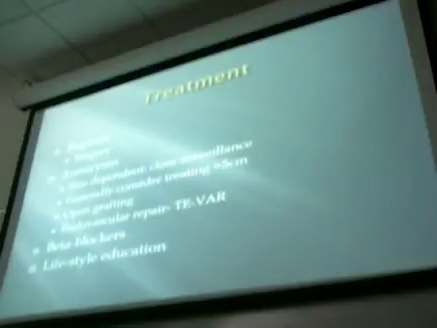Then there's also endovascular repair, such as TEVAR, thoracic endovascular aortic replacement. I'm going to show you guys some stuff about that in a minute.